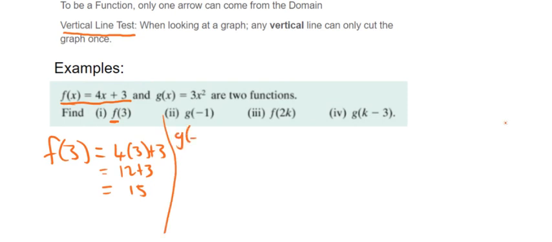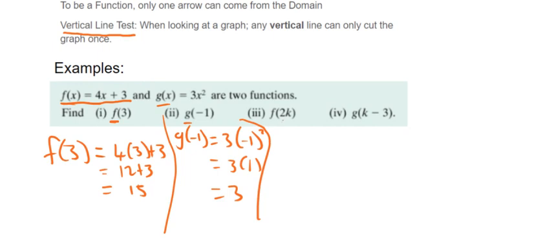Second one, g of -1. So you're going to put that into the function g because it says g. So that's 3 times -1 squared. Just remember BIDMAS, you have to square it first. So -1 squared is +1. So we end up getting 3 there.